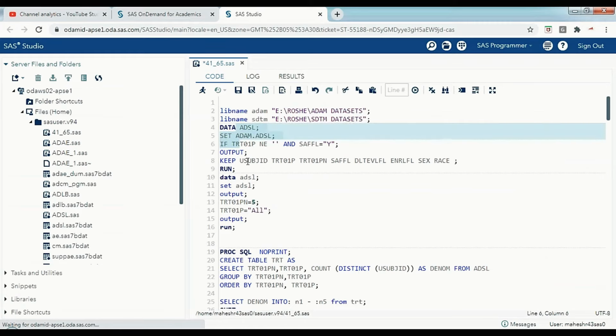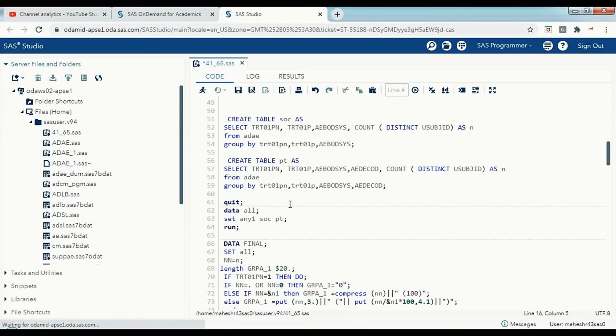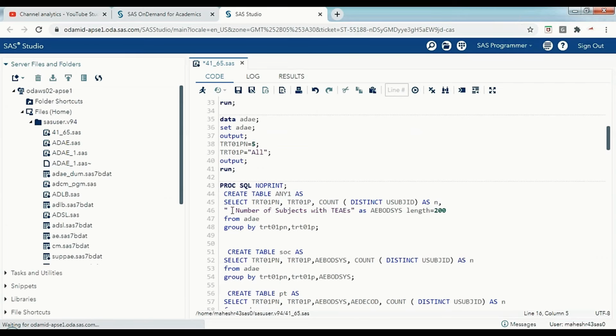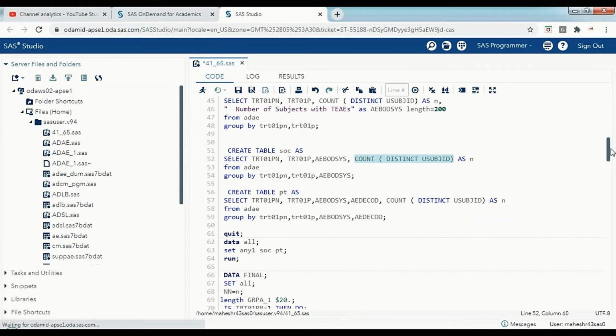So here, first of all, just keep the variables from the ADSL and the ALL category, and then create the macro variable for that. Next you can see number of subjects with adverse event. Just count the distinct counts, group by treatment. For the SOC counts and preferred term counts, count by group by treatment and body system, counting the unique subjects. Okay. So if you are calculating the preferred term count, at that time along with the body system you have to mention the AEDECOD code also. This is the most important.